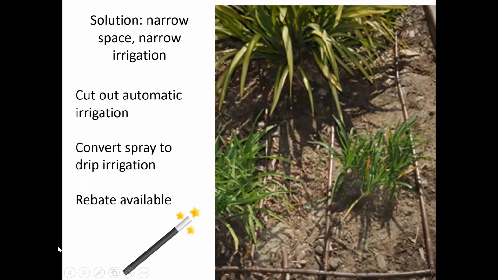So as I would think, if you've got a narrow space to irrigate, you also need a narrow form of irrigation. And that could either be cutting out that automatic irrigation and hand watering, or converting spray to drip, which we also provide a rebate for.